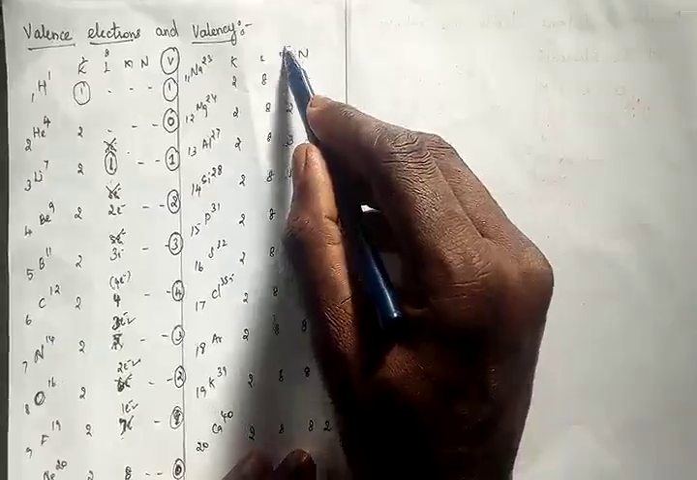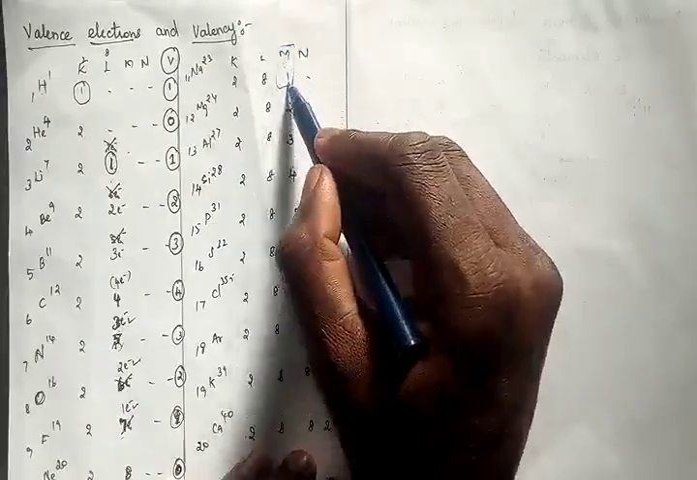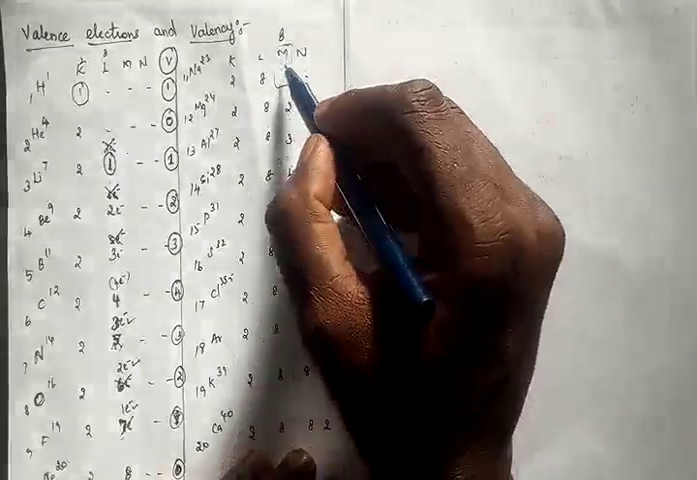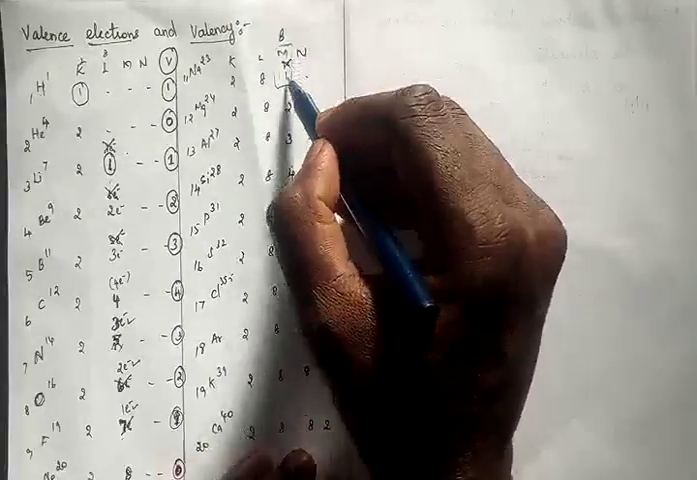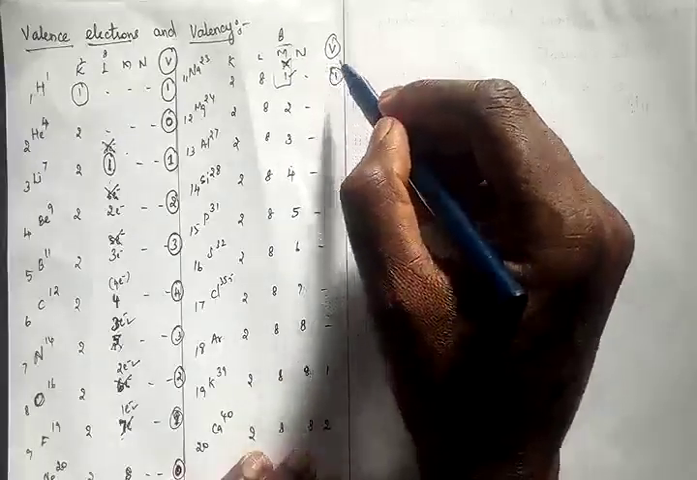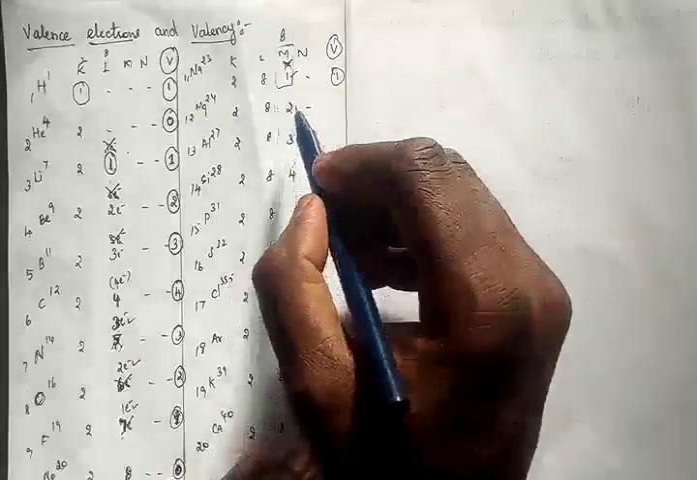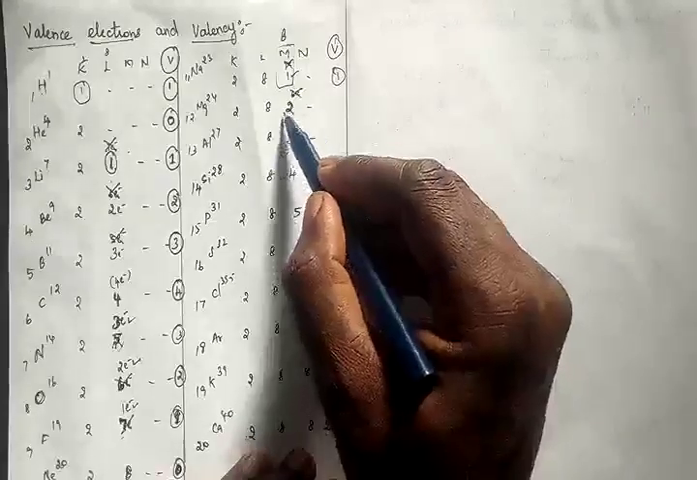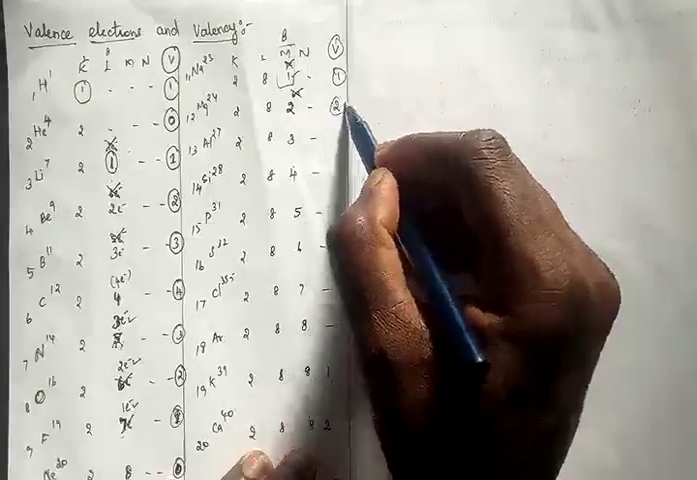Now come to the sodium part. Here the last shell has 1 electron. The maximum capacity is 8, so gaining 7 electrons is a tough process. So only 1 electron will be lost. So the valency is 1 here. Come to magnesium. Gaining 6 electrons is a tough process. Losing 2 is comparatively easy. So the valency is 2.